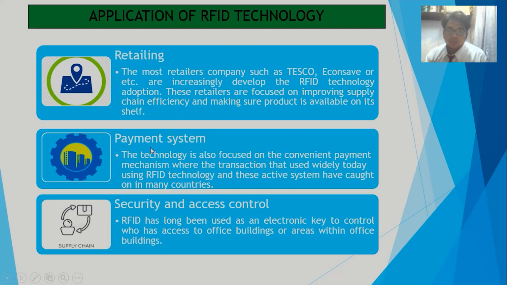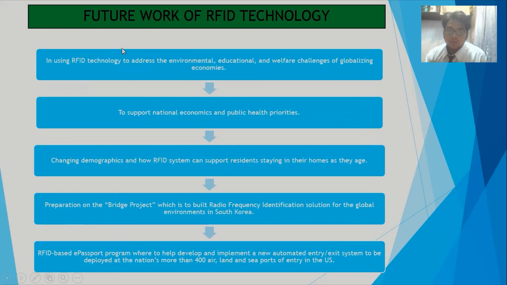Next is payment system. The technology is also focused on convenient payment mechanisms, where the transactions used widely today use RFID technology, and this active system has caught on in many countries. And lastly is security and access control. RFID has long been used as an electronic key to control who has access to an office building or areas within an office building. So this is the future work of RFID technology.